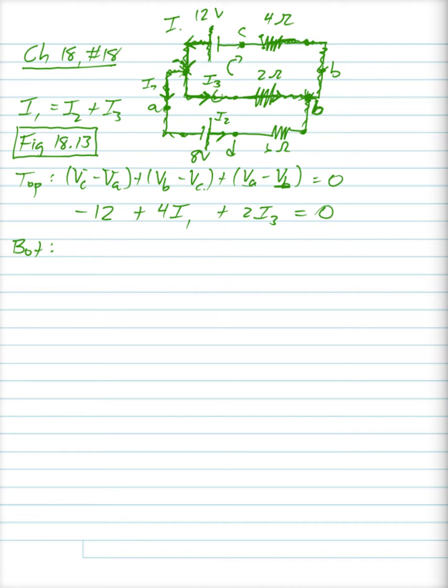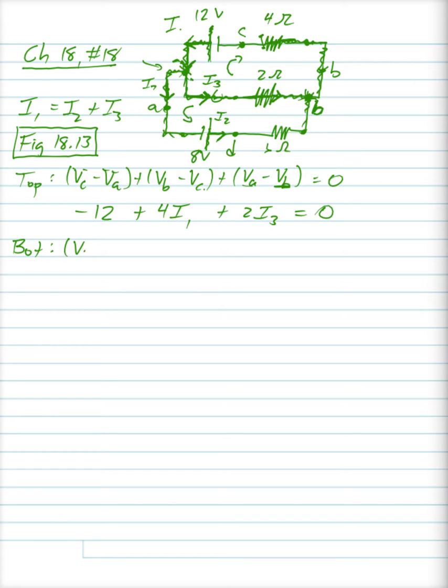Okay, for the bottom loop, I'm going to go around the bottom loop like this, and I'm going to start at the same place. I'm going to start at this junction over here at VA, and I'm going to go clockwise. So I'm going to go from A to D.